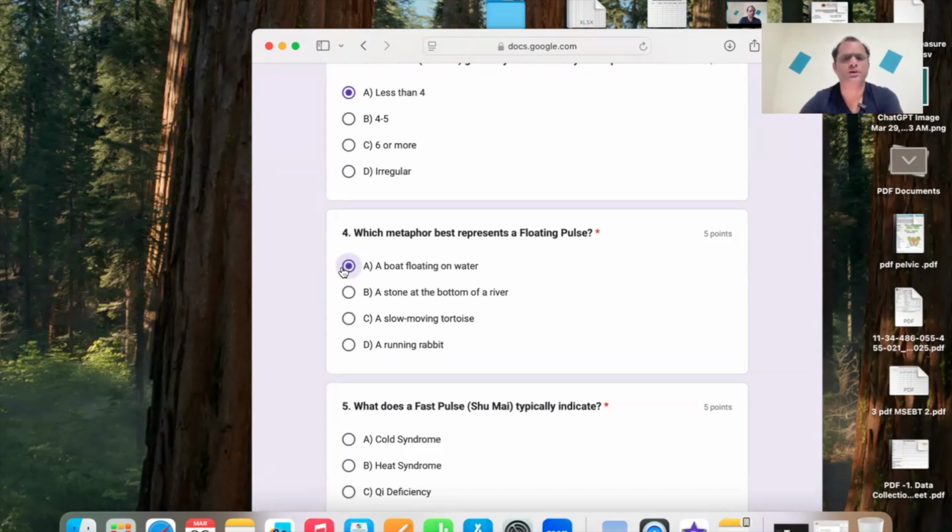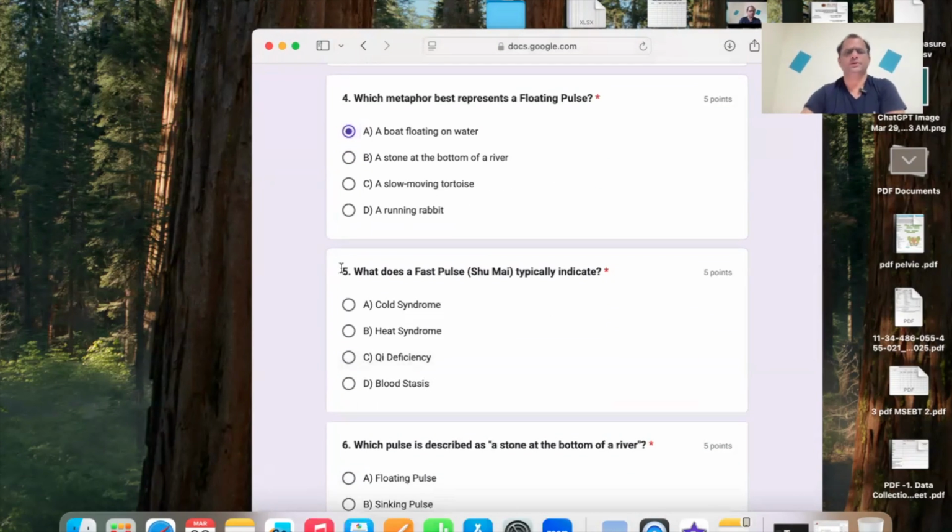Very nice. Question number 5. What does a fast pulse typically indicate? Heat syndrome. So the fast pulse means when the pulse is more than 6 beats per breath, it is telling some heat condition, some inflammation, some infection, something heat connected.